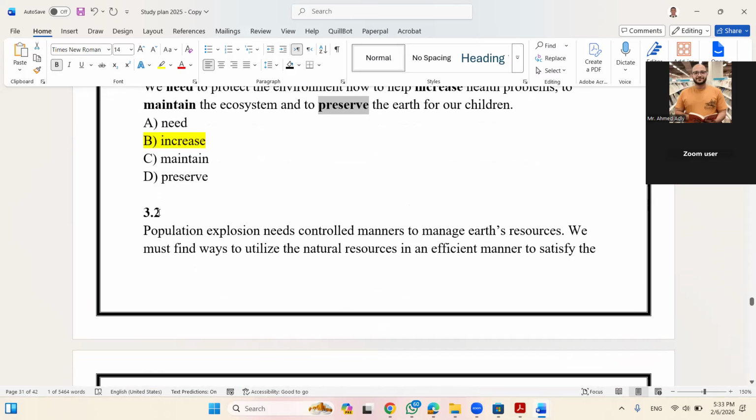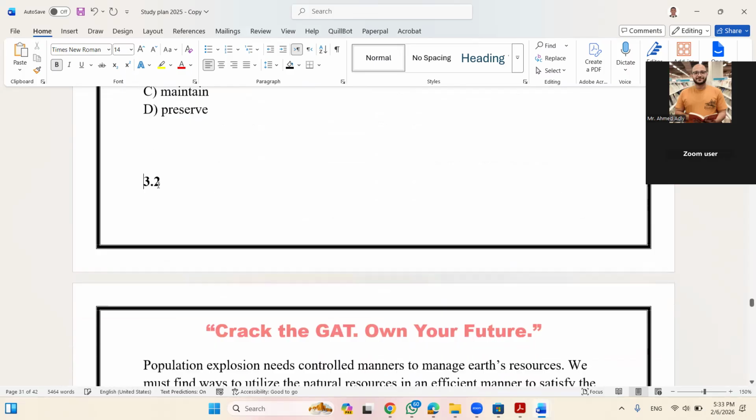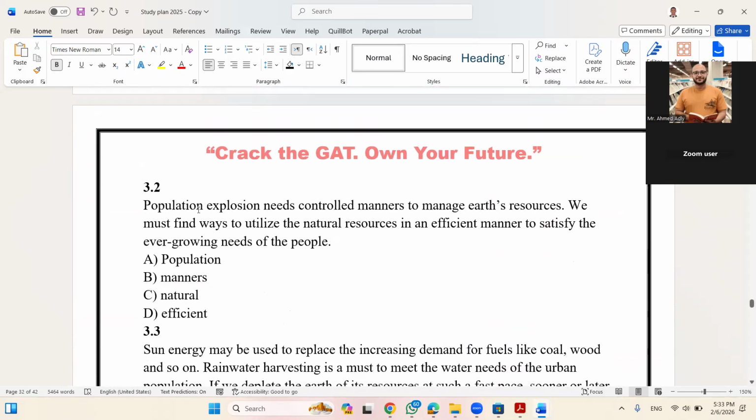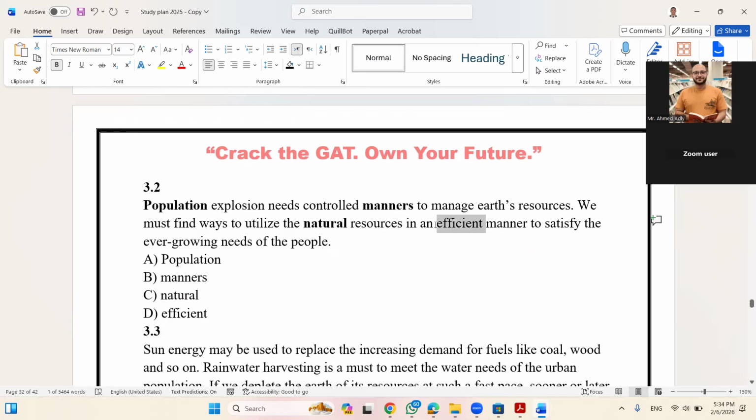Next. Population explosion needs controlled manners to manage Earth's resources. We must find ways to utilize the natural resources in an efficient manner to satisfy the ever-growing needs of the people. So you can break it down. It is about population and the increasing number of people. I think it's manners. Okay, you need to test it.